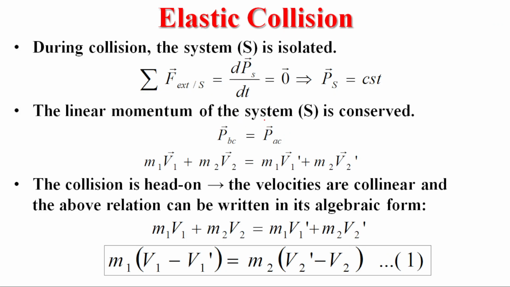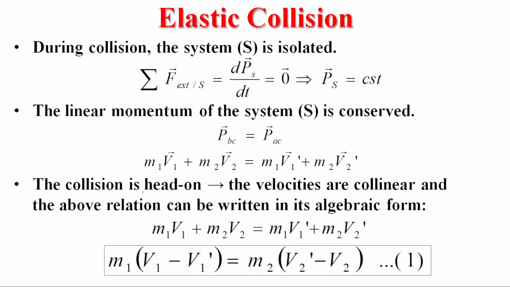Now, step 1, we apply, as I told you, the collision principle regardless of the type of collision. Whatever the type of collision, linear momentum is conserved. During collision the system S is isolated. In any conservation question we must write this: sigma F equals dp by dt equals 0, p equals a constant, the linear momentum is conserved. P before collision equals P after collision. You set them equal: m1 v1 plus m2 v2 equals m1 v1 prime plus m2 v2 prime.